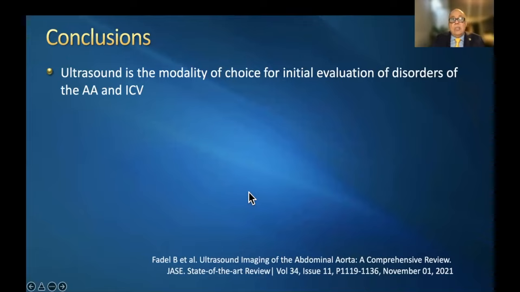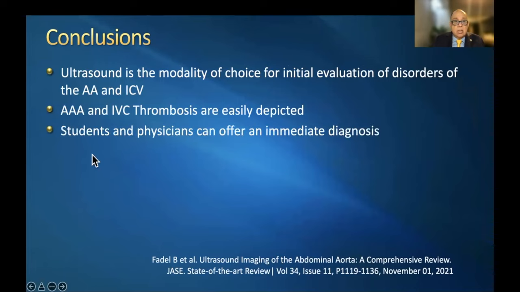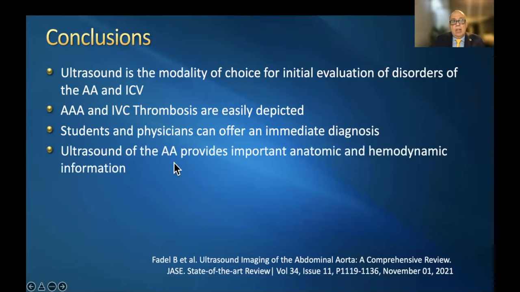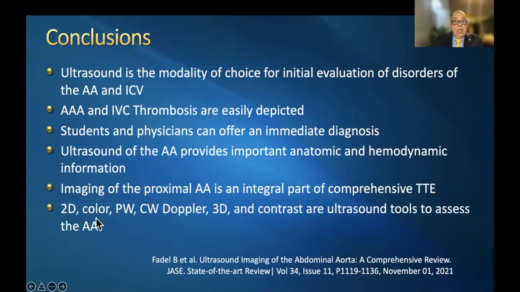So ultrasound is the modality of choice for initial evaluation of disorders of the abdominal aorta and the inferior vena cava. AAA and IVC thrombosis are easily depicted. Students and physicians can offer an immediate diagnosis. Ultrasound of the abdominal aorta provides important anatomic and hemodynamic information. And imaging of the proximal abdominal aorta is an integral part of the comprehensive transthoracic echocardiography. And 2D, color Doppler, PW, CW Doppler, 3D, and contrast imaging are ultrasound tools to assess the abdominal aorta.